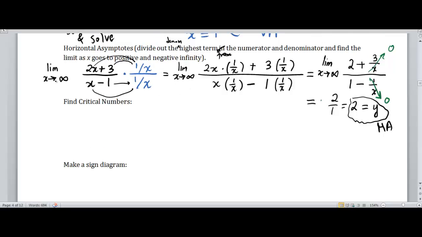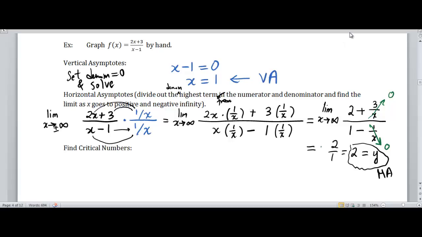And this also works for negative infinity. Some problems you have to do negative and positive infinity separately. This one also works for negative infinity because when you plug in negative infinity, 3 over negative infinity goes to 0 and 1 over negative infinity goes to 0. We still get 2 over 1. Okay? Now let's find the critical numbers. How do we find the critical numbers? Take the derivative.